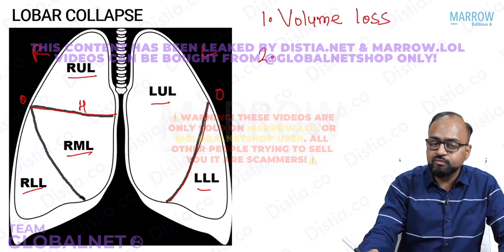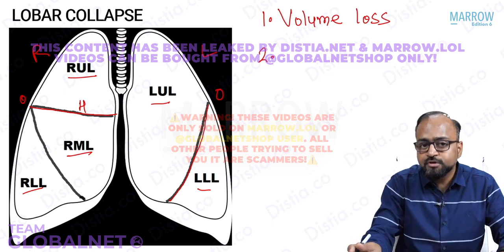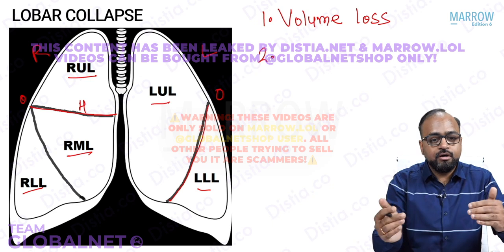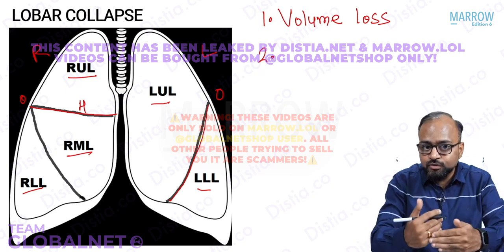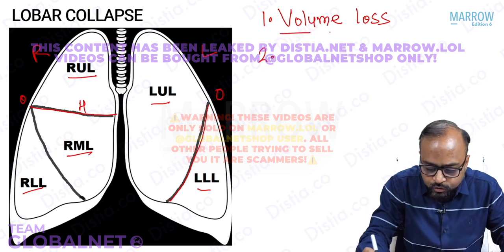So, the lung will retract. If the lung retracts because of volume loss, what will happen? It will shift adjacent structures. The fissures within the lungs would get shifted. Diaphragm may get shifted. Mediastinum may get shifted, right? That is what can happen because of volume loss.